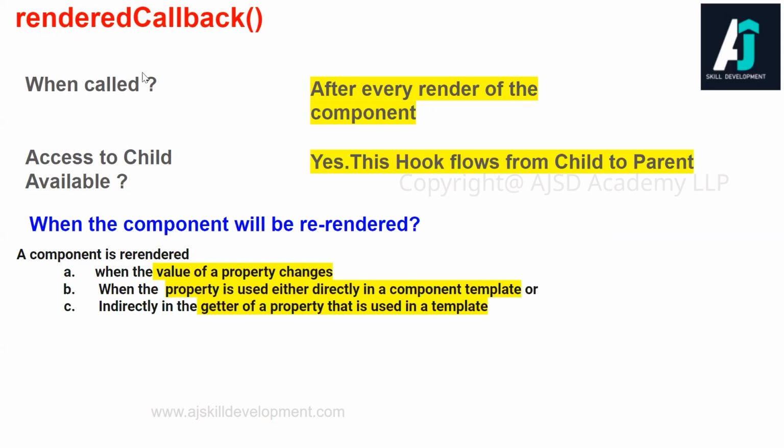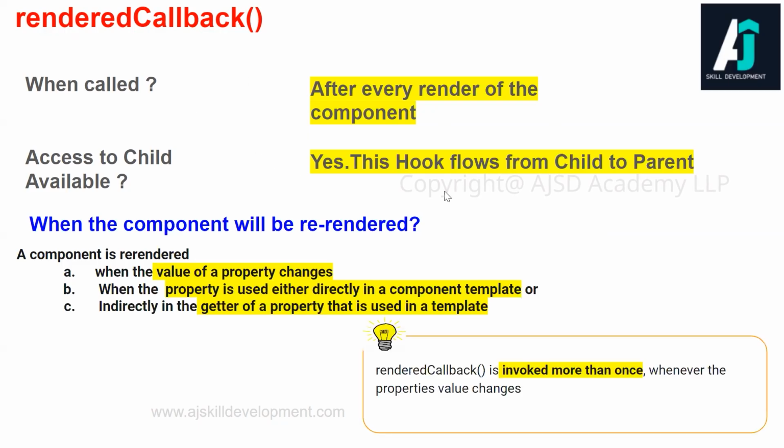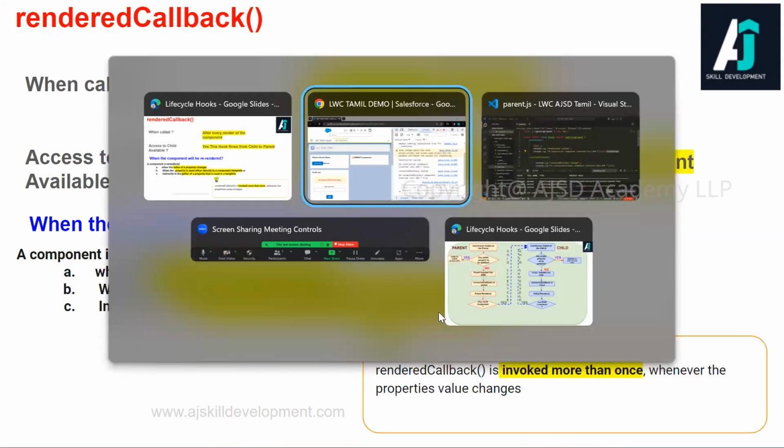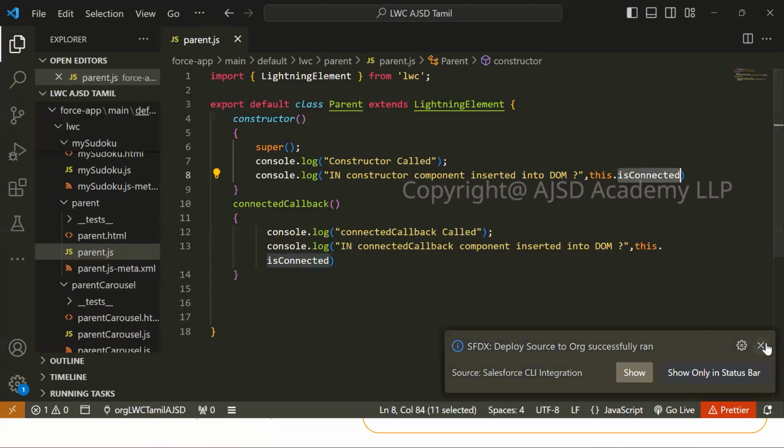So this rendered callback can be called more than once. That is understood, right? Whenever your properties are changing, we'll be changing the properties more than once, right? So it will be automatically invoked more than once, the rendered callback also. So let us go to the VS Code and then let us just give the command. Let us just go to the VS Code.